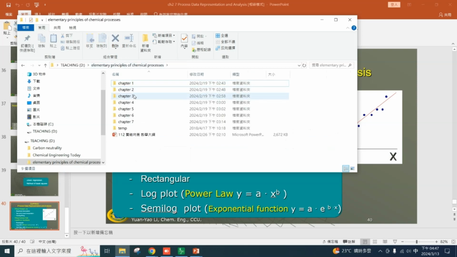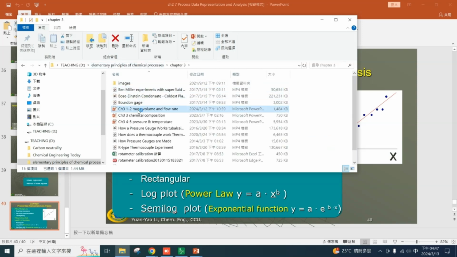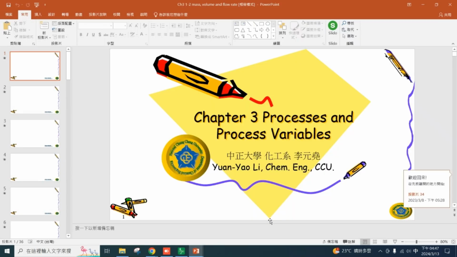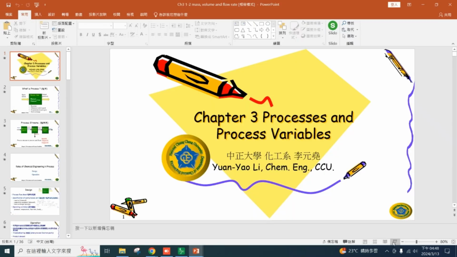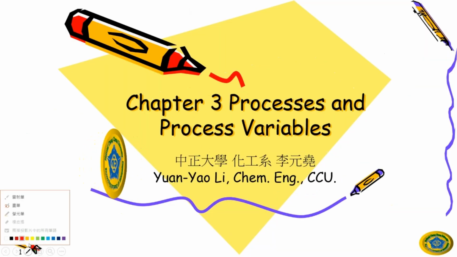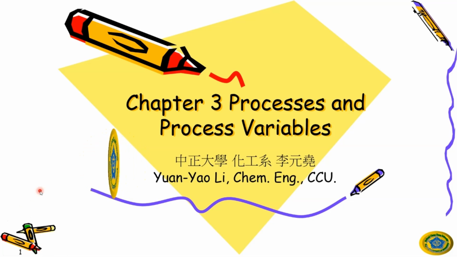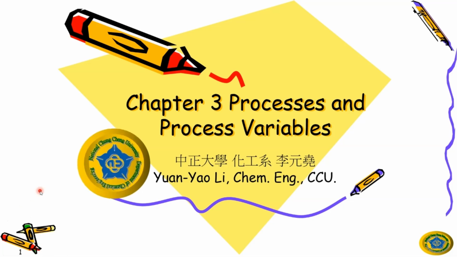Right, so let's go to chapter 3. Let's move to chapter 3. Again, we start from a very, very easy part. Chapter 3 is related to processes and process variables. Process variables like how to measure the concentration, how to measure the temperature, how to measure the pressure.